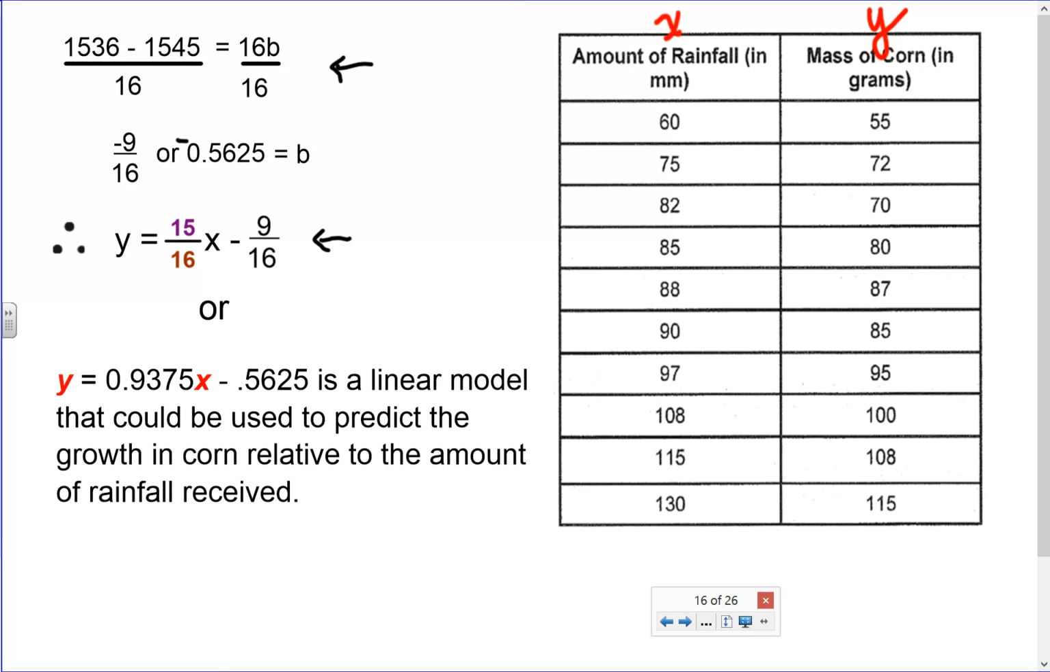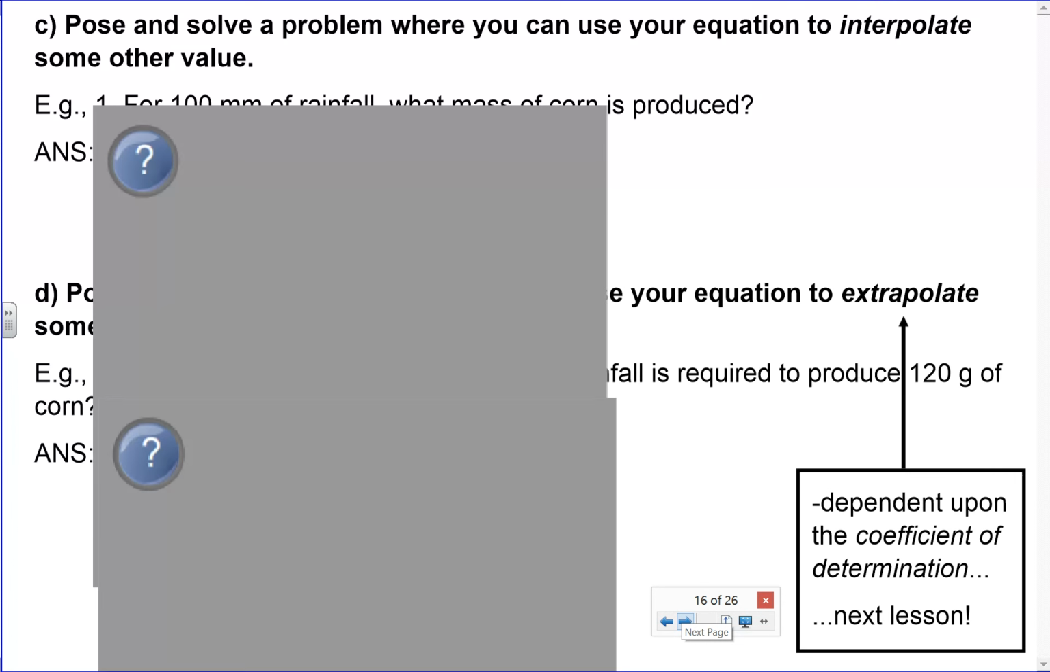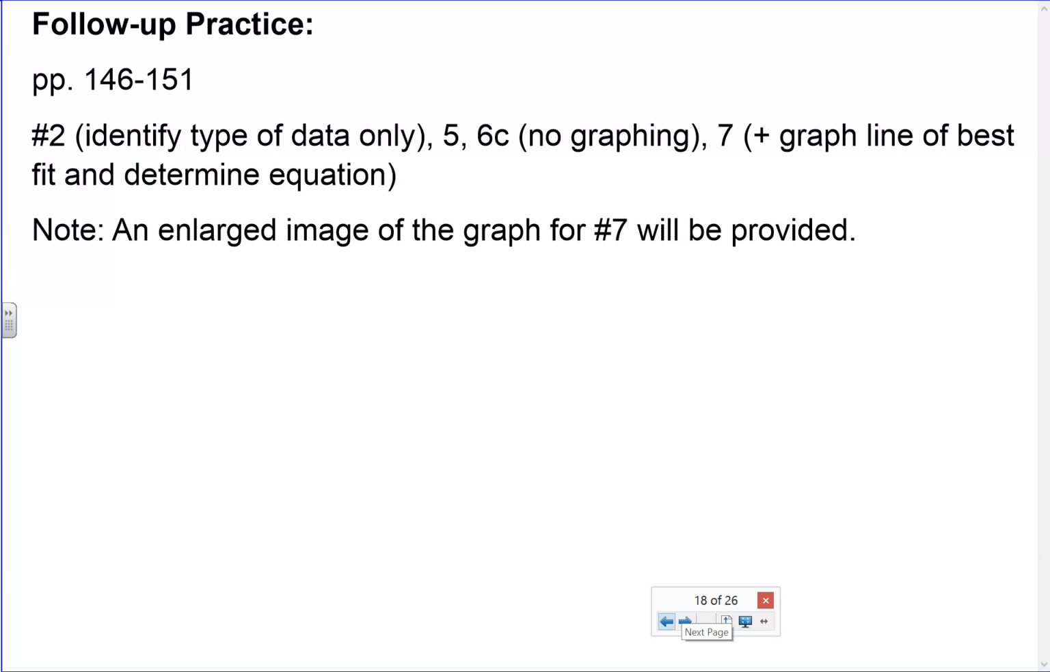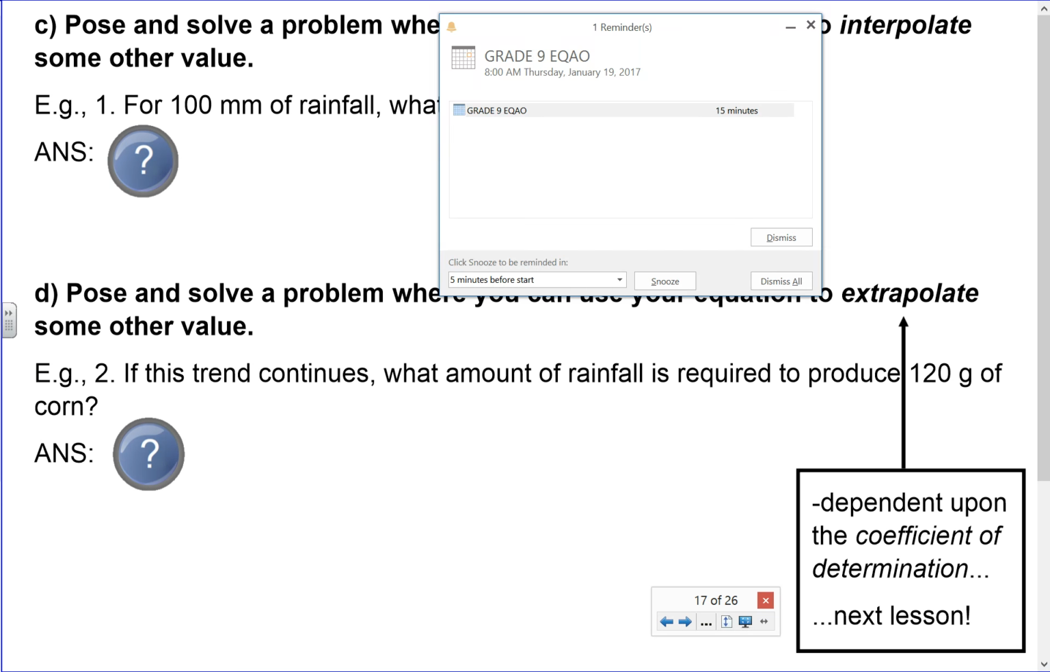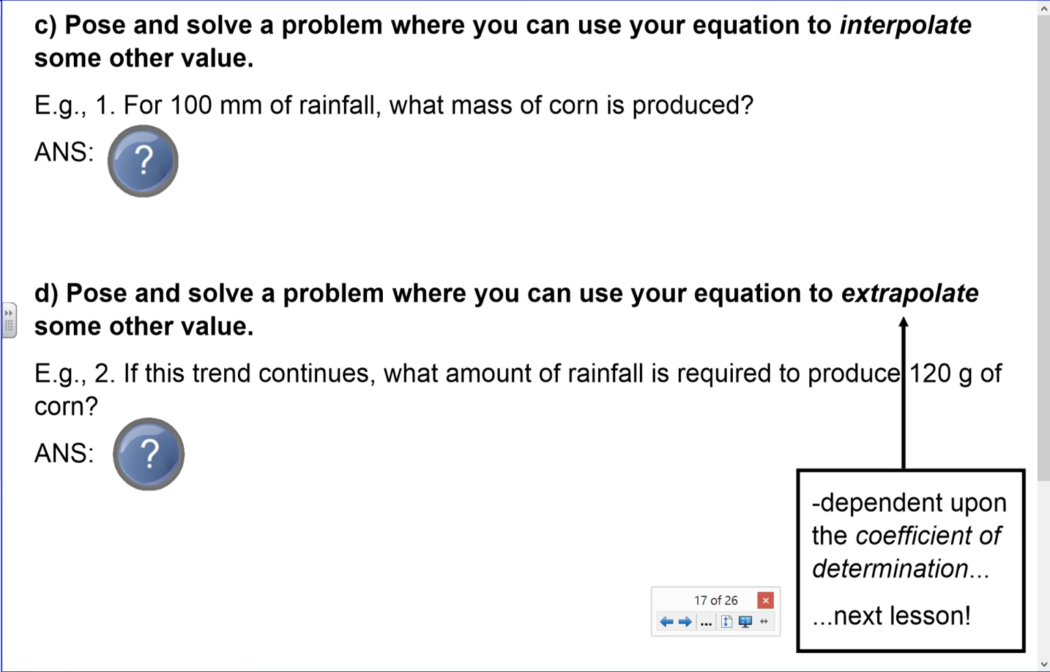So now that we have the equation, what good is it? Well, as you know from other work in our course and previous courses, there's a lot of predicting value within that. And let's see, I'm skipping ahead here a little bit. Okay, so part C says to pose and solve a problem where you can use your equation to interpolate some other value. Now, to interpolate means to look within the data. So for a line of best fit, that's okay most of the time.